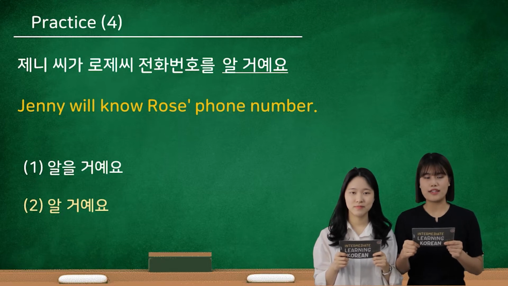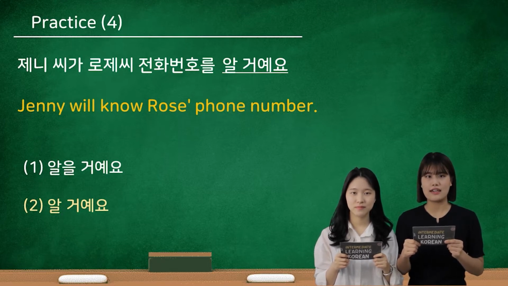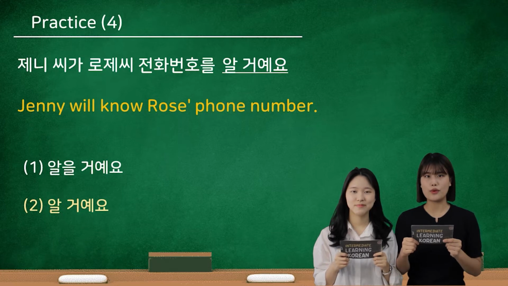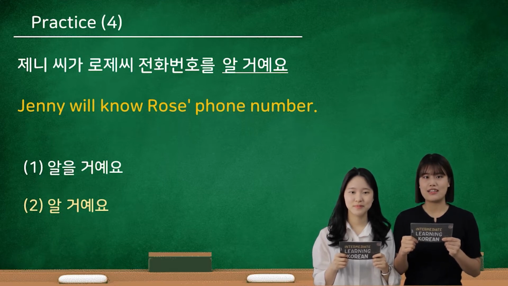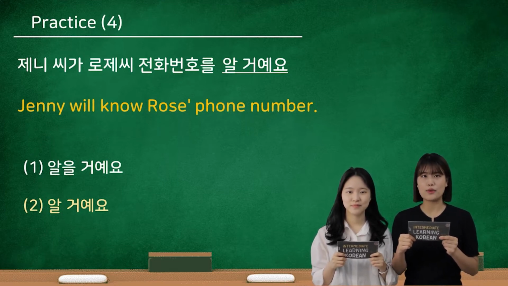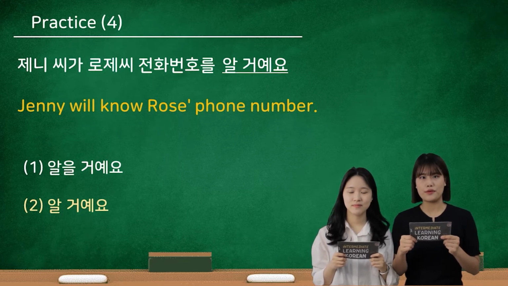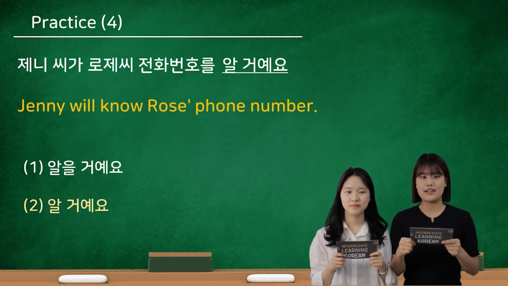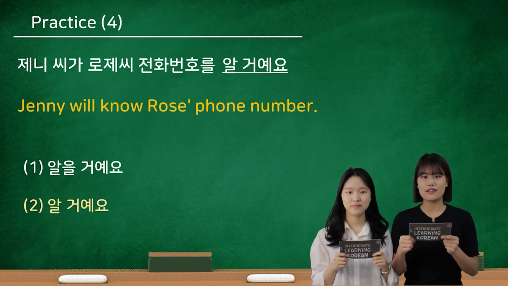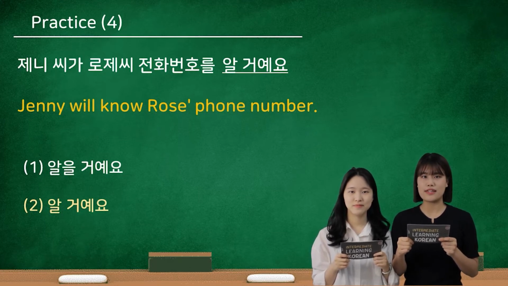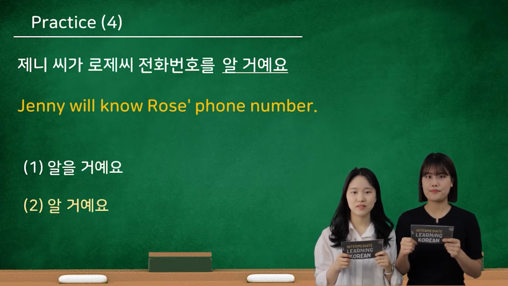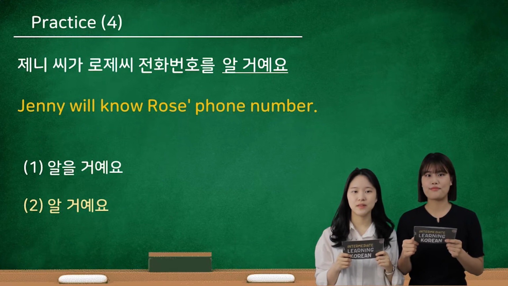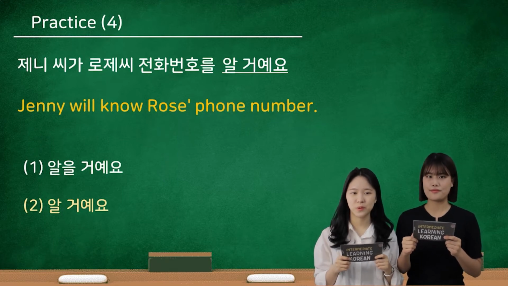Let's read them all together. 제니 씨가 로제 씨 전화번호를 알 거예요. Repeat after me louder. 제니 씨가 로제 씨 전화번호를 알 거예요. Everyone did well. Teacher Kelly, what kind of problem are you going to solve this time? Yes, the next problem is to change the verb or adjective in the underline into the correct word.